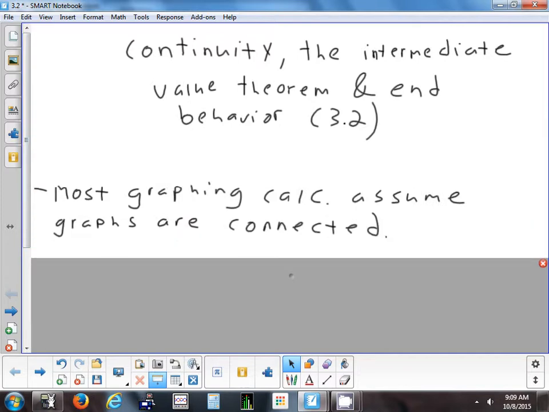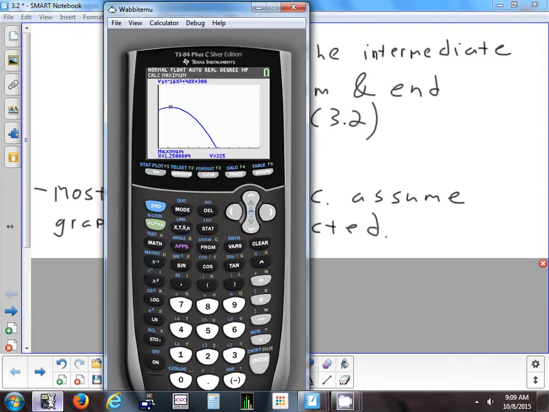All right. First thing is, whenever we try to graph something on the calculator, most of the older calculators assume what you want to draw is connected. So if you're trying to draw something that should not be connected, calculators usually have a hard time with that. Here's an example of a graph that some calculators would have trouble with.